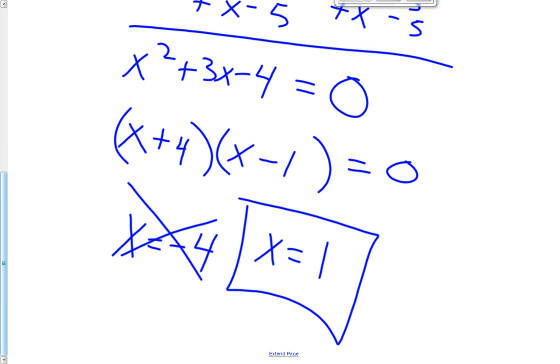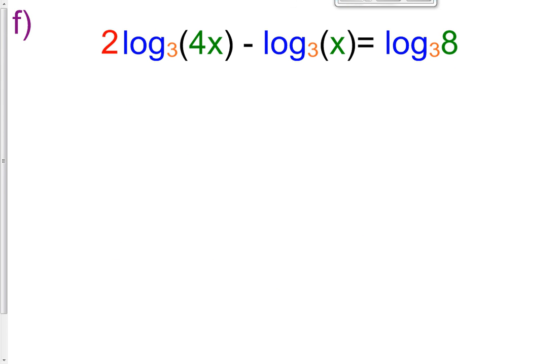Continue on with letter F. Letter F combines two of our properties together. Here's the power property. 2 goes up here. And here's our quotient property. When we see that subtraction sign, it means that we could combine the logs using division. So we'll do this in 2 steps.